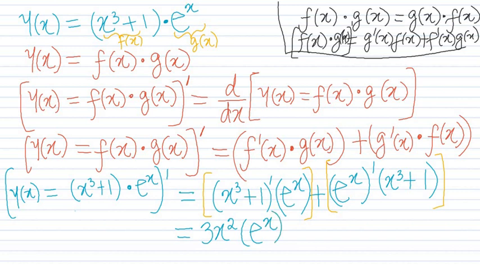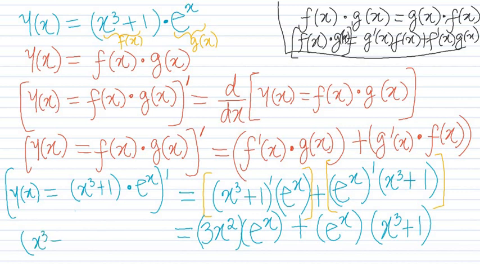So you have 3x squared multiplied by e to the x plus e to the x, all prime. The derivative of e to the x is simply just e to the x. And then you just do that multiplied by x cubed plus 1. So yeah, this is basically it. So x cubed plus 1 times e to the x, all of this prime. Okay, let's go to the next page.